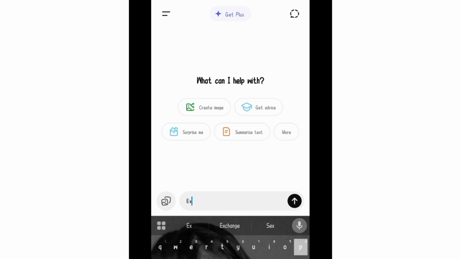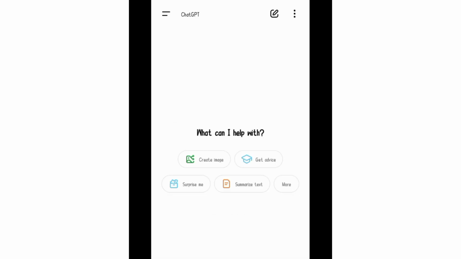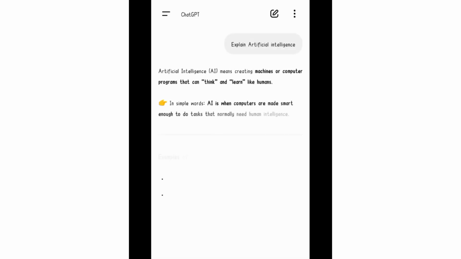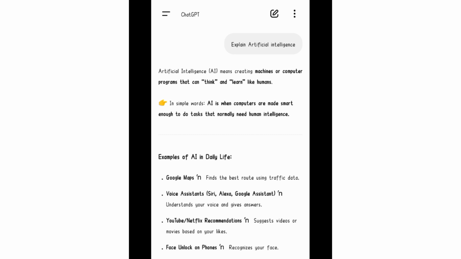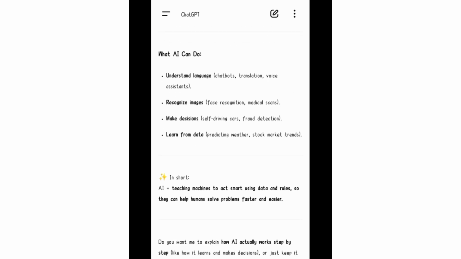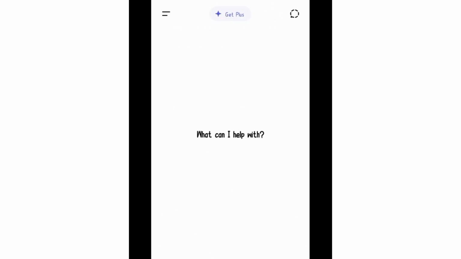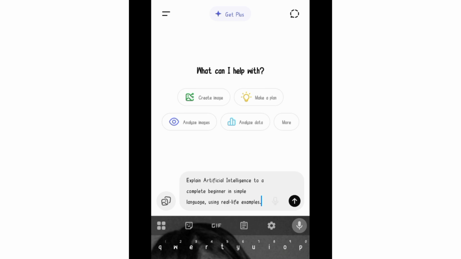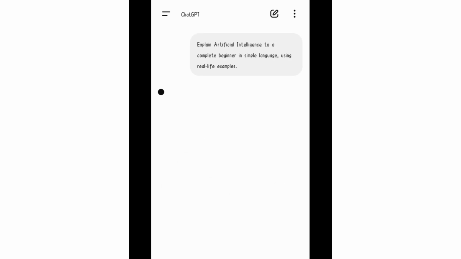So now we will type, explain artificial intelligence. And it comes like this. You can look, this is a more generic, more textbook style. Now we will enhance it and we will write a new prompt. Explain artificial intelligence to a complete beginner in simple language using real life examples.